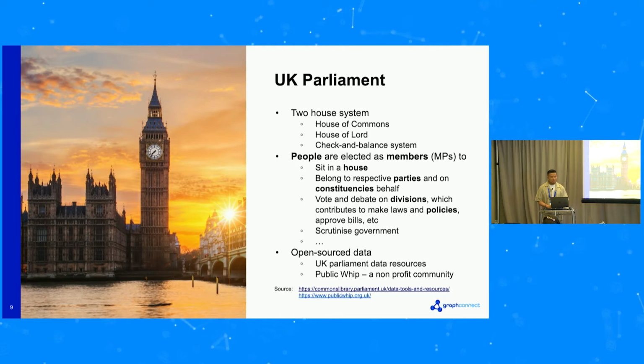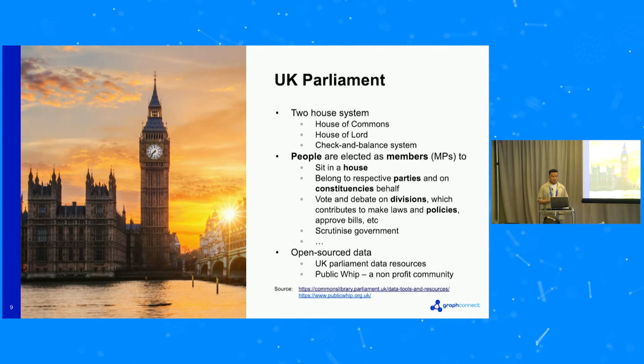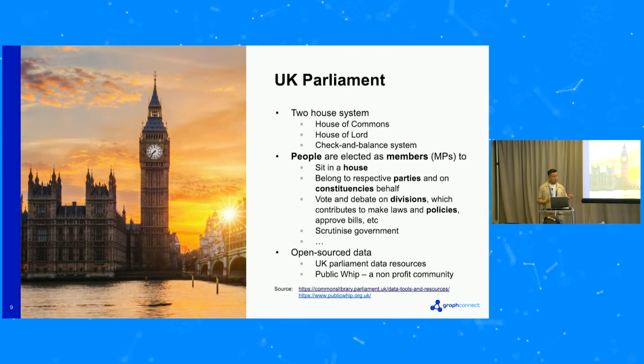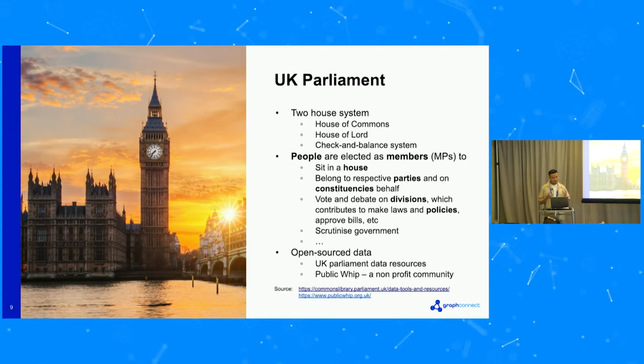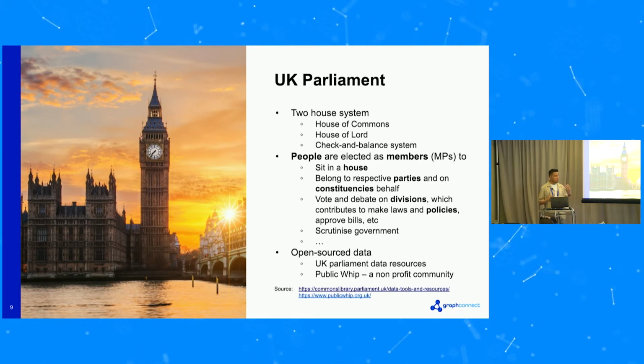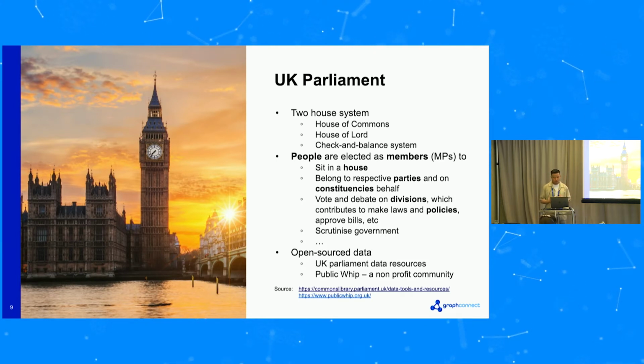The parliamentary system plays an important role in the United Kingdom's democracy. It has two houses, the House of Commons and the House of Lords, and their work is similar. People are elected as members, or MPs, to sit in the House. They are able to debate and vote on certain divisions, which will be further rolled out as policies, laws, bills, etc.